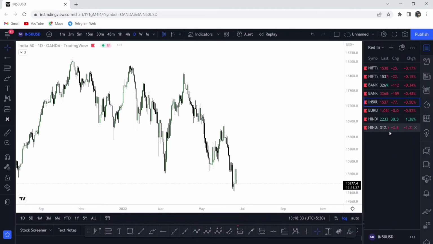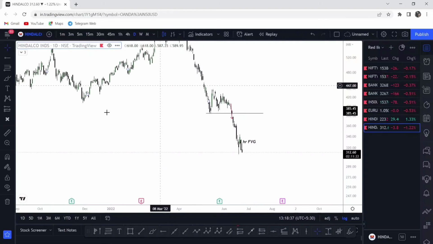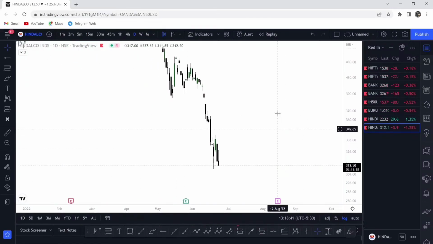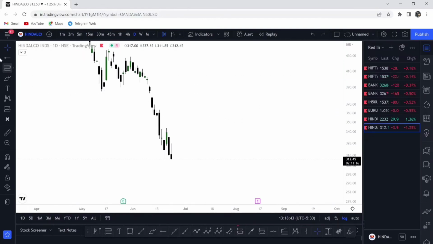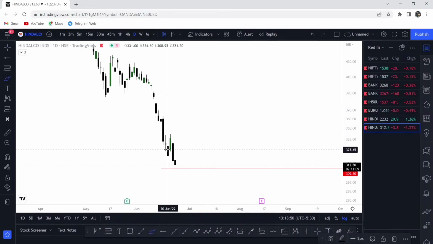Let's go to a different chart. So here we are at, this is Hindalco, right? So if you see here, we had this particular low, and what do we have? We have this order block right here. Price tested this order block. Now if my expectation was to push the prices lower, because it was continuously falling lower, today was the day I should have been in this trade.